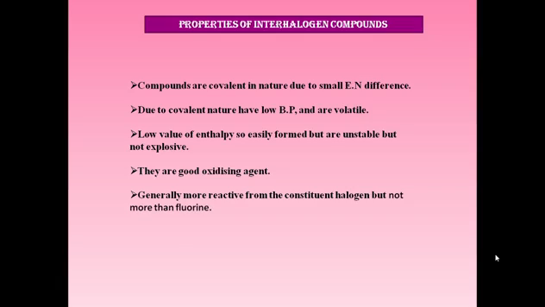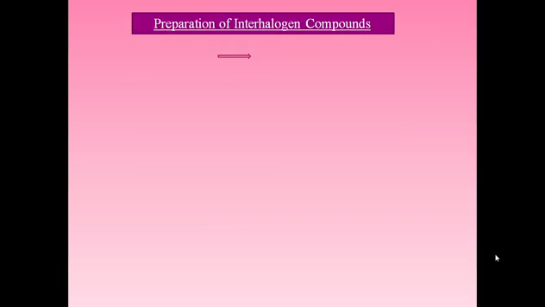Next, they are good oxidizing agents. The next property is that they are generally more reactive than their constituent elements, meaning the elements from which they are formed. Suppose AX is formed from A and X, the compound is more reactive than A and than X. So these are very reactive compounds, but we know that fluorine is a very reactive atom. So this is about the properties of interhalogen compounds.